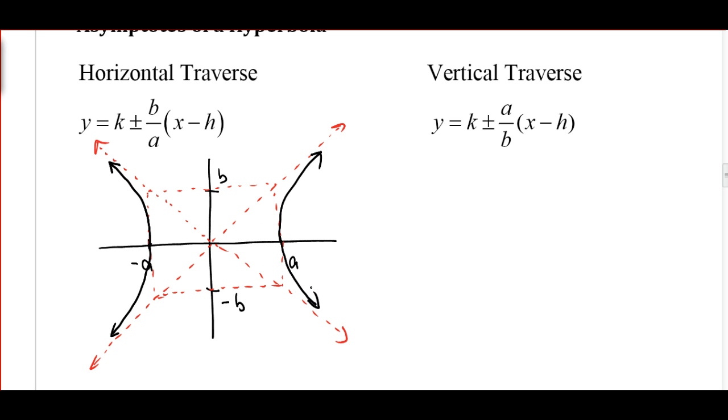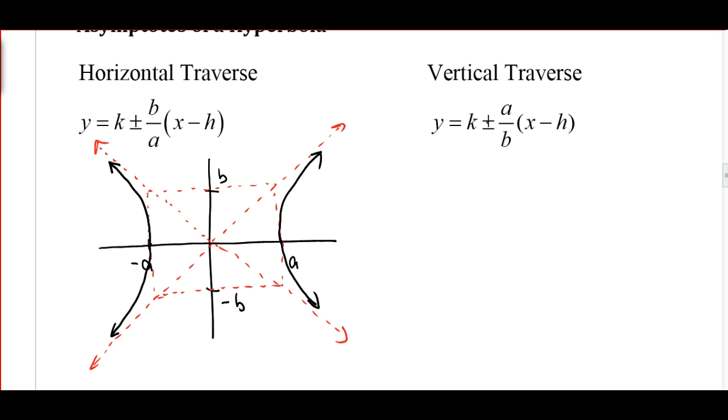Okay, so the form that I have my asymptotes, notice I have y is equal to k plus or minus b over a times x minus h. And then if I move that k over to the other side, it would be y minus k, which is exactly what we've been seeing in circles and ellipses and so on. So notice the difference between horizontal and vertical is that over here the slope of the asymptotes is b over a, but over here my slope is a over b.